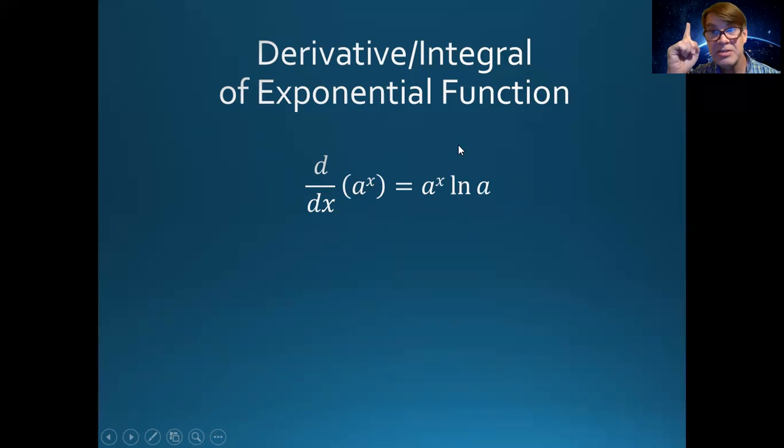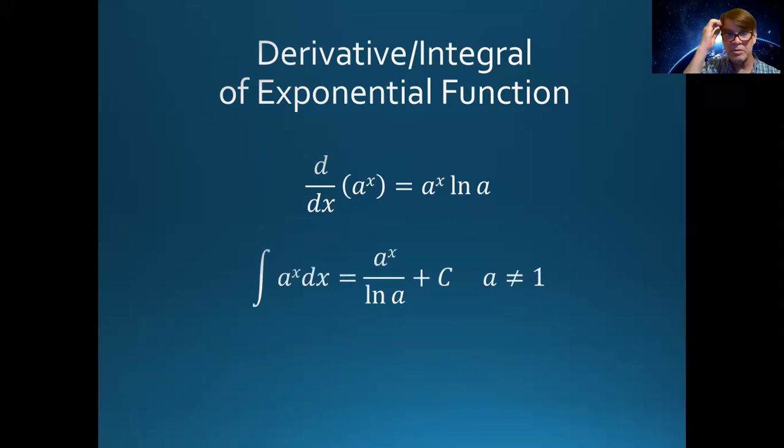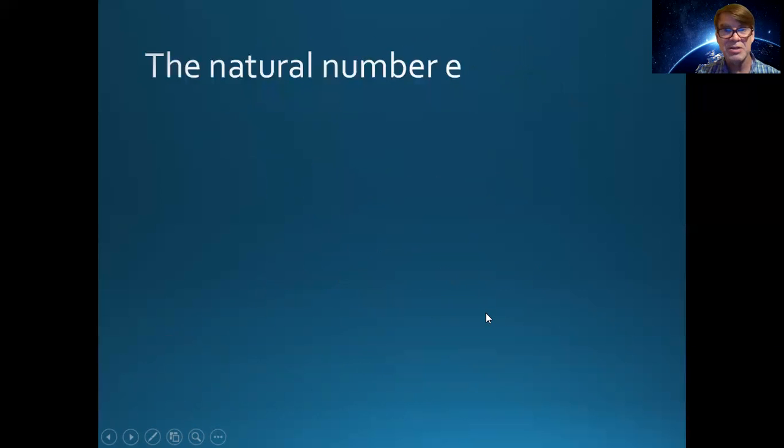Okay, things to remember. What about the integral? Well, the integral is going to be a to the x over the natural logarithm of a, because if you take the derivative of it, the natural logarithms will cancel out and you'll get a to the x. So the integral of a to the x is a to the x divided by the natural logarithm of a plus a constant, as long as a doesn't equal 1. Okay, so there you have the derivative and integral of the exponential function.